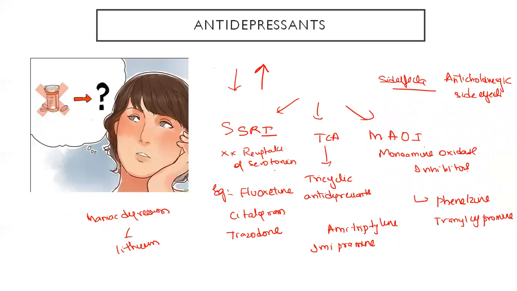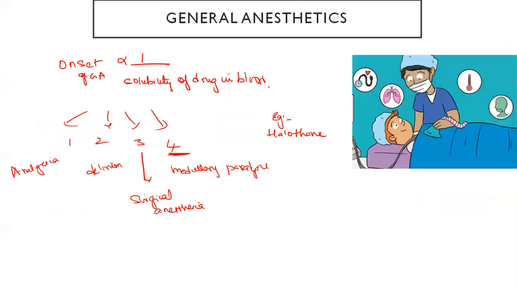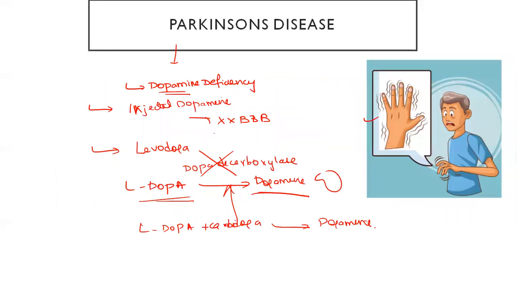Now coming to antidepressants, we have three of them: selective serotonin reuptake inhibitors, tricyclic antidepressants, and monoamine oxidase inhibitors. All right. And for manic depression, lithium is used. In general anesthetics, the main desired stage is what you need to remember. It is stage 3, and stage 4 happens because of overdose.